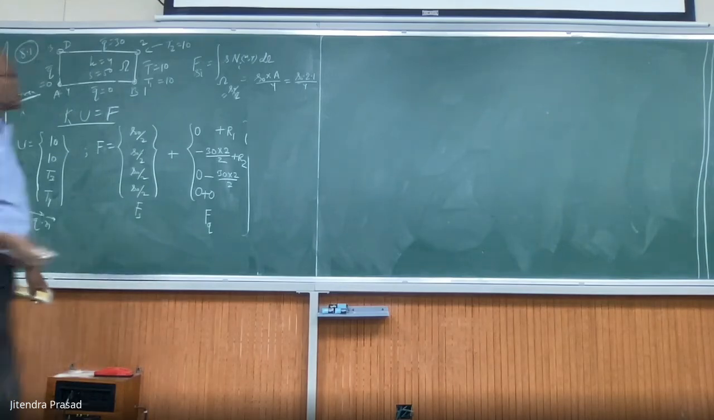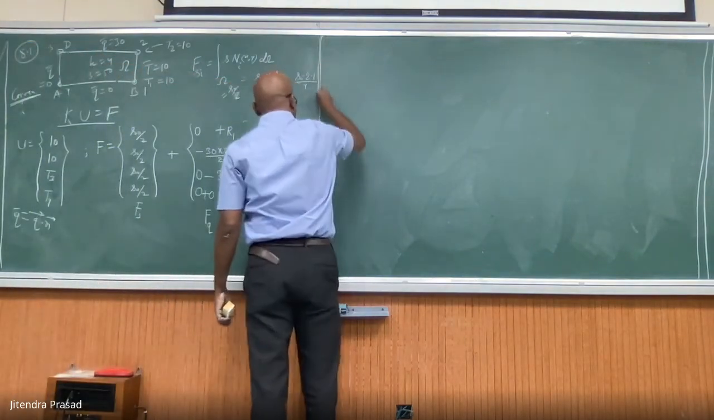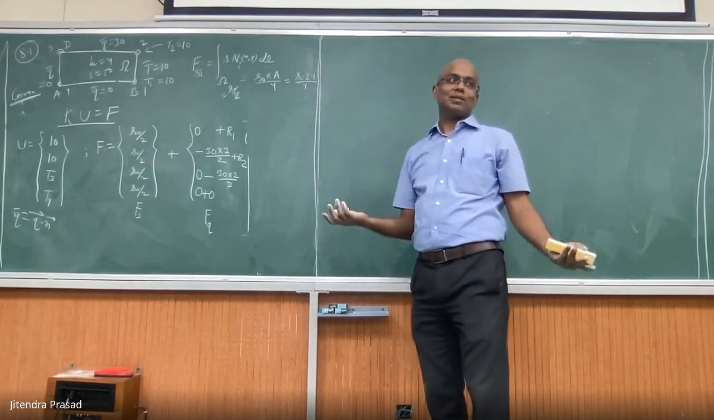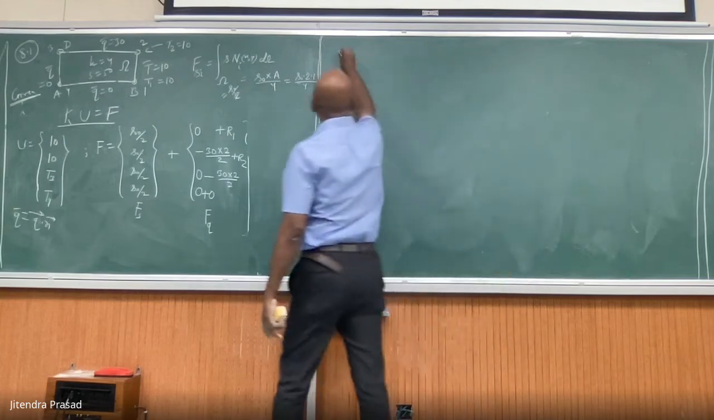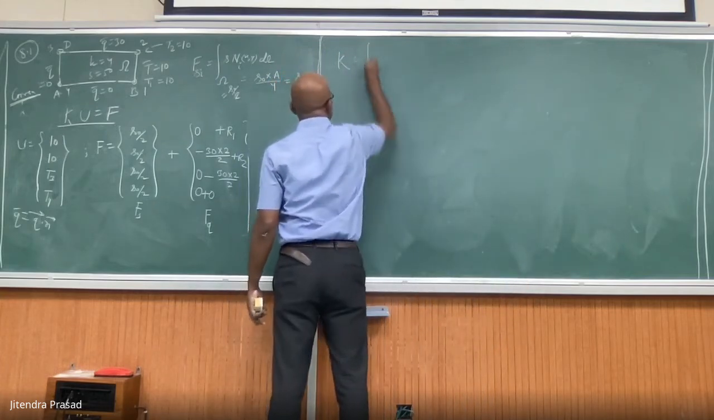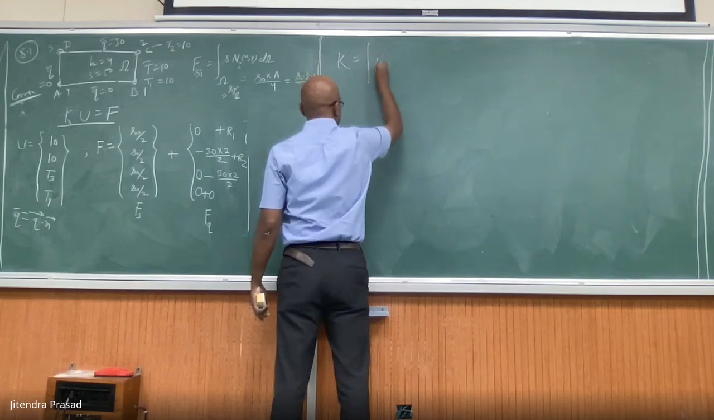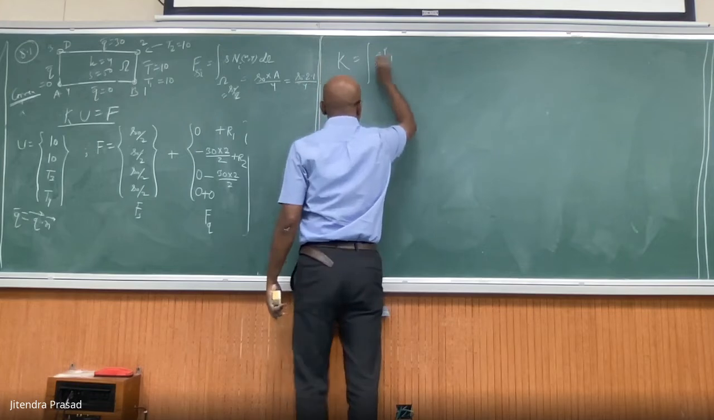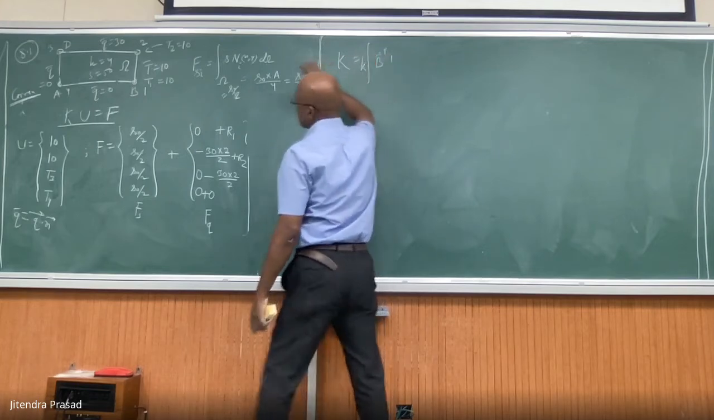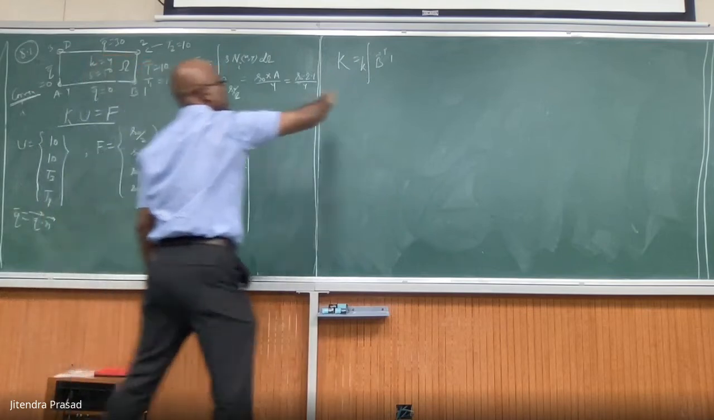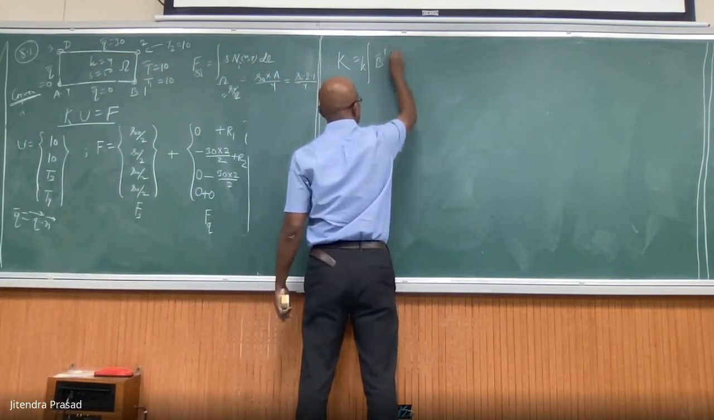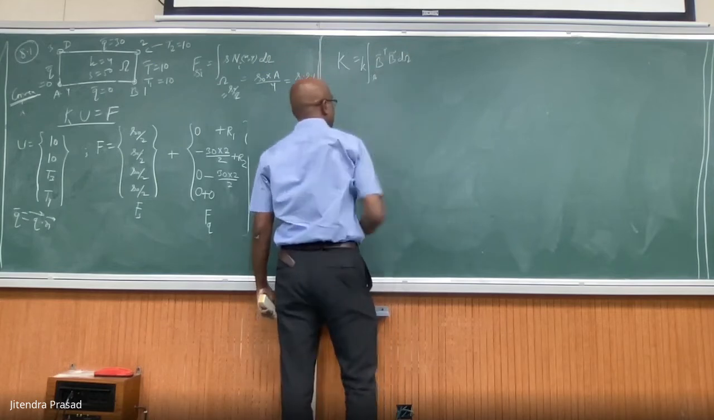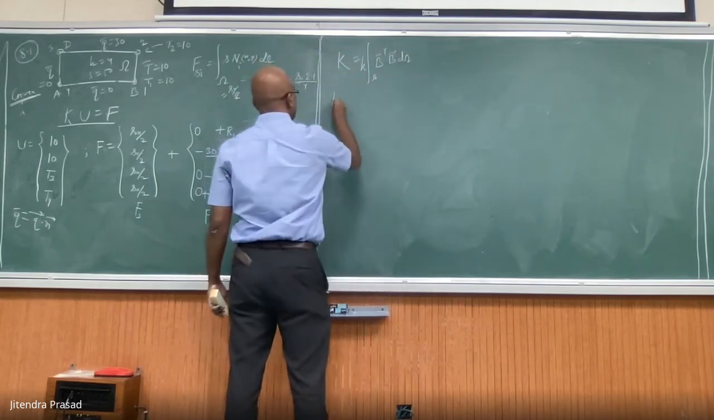Done. What is the next thing? The next thing is finding the stiffness matrix, right? The same thing remains, and K, as you know, is equal to the integral of B transpose D B. Here D is a constant, a small k we can have. So B transpose D B dΩ. So you can have K.